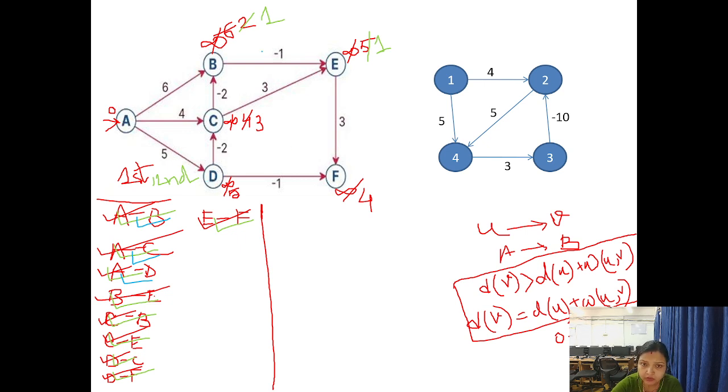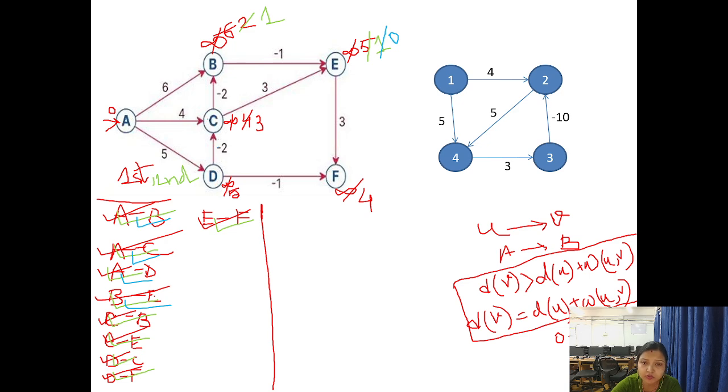Okay, now B to E. The distance of E is 1 and if we go from B to E, then it will be 1 plus minus 1, that is 0. Yes, so 0 is less than 1. So we will update with 0. So we are done with B to E.